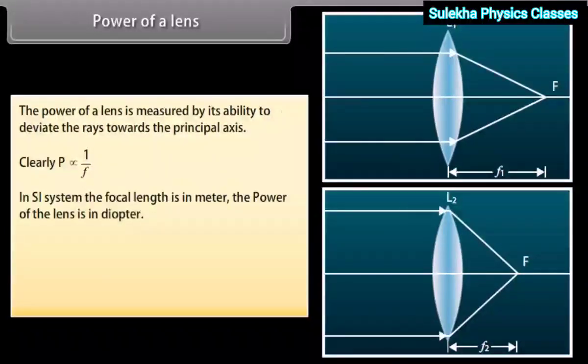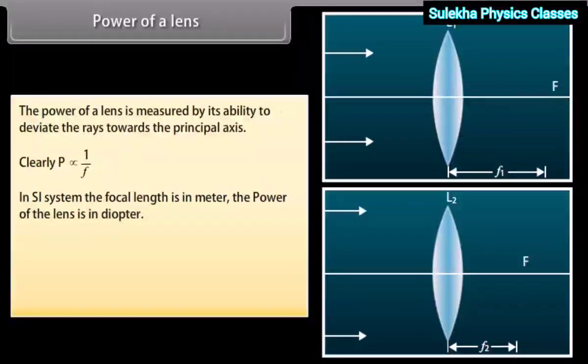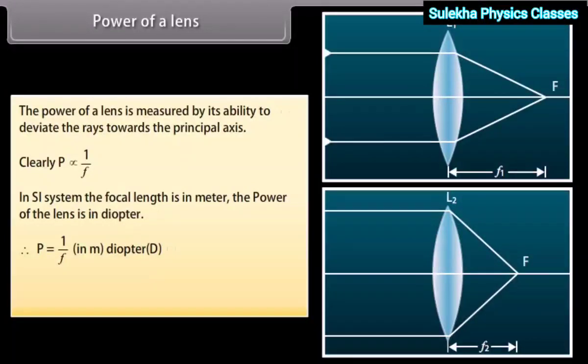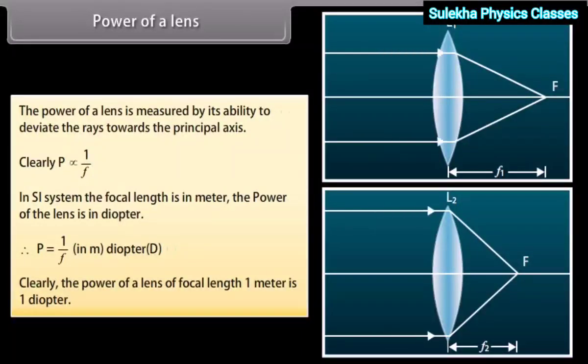In SI system, the focal length is in meter. The power of the lens is in diopter. Therefore, P is equal to 1 by f in meter, diopter D. Clearly, the power of a lens of focal length 1 meter is 1 diopter.